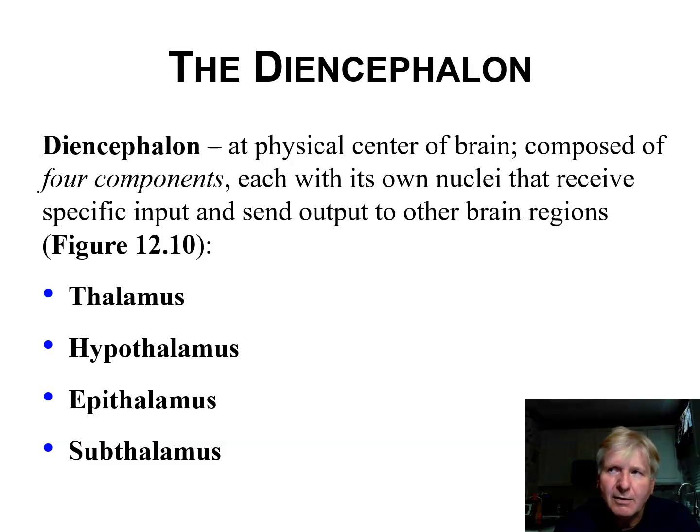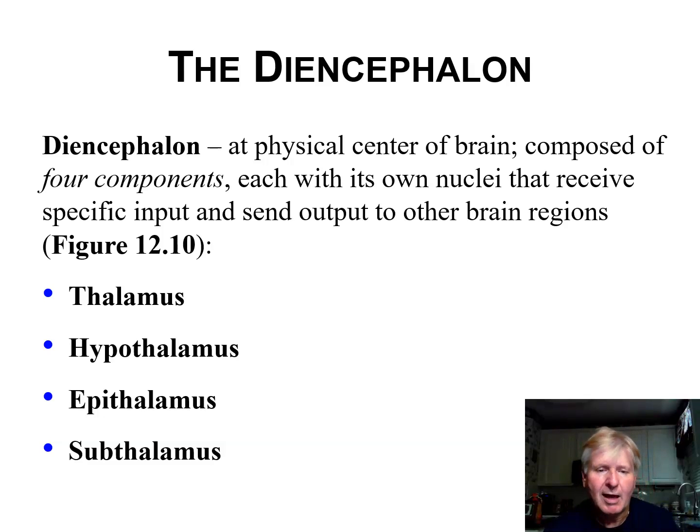Now let's look at the diencephalon. We've talked about the cerebrum. Now we're going to look at the diencephalon. It's the physical center of the brain. It's composed of four components, each with their own nuclei that receive specific input and then send output to the other regions of the brain. The four regions of the diencephalon are the thalamus, hypothalamus, epithalamus, and subthalamus.